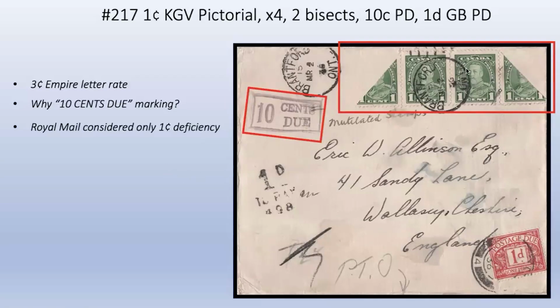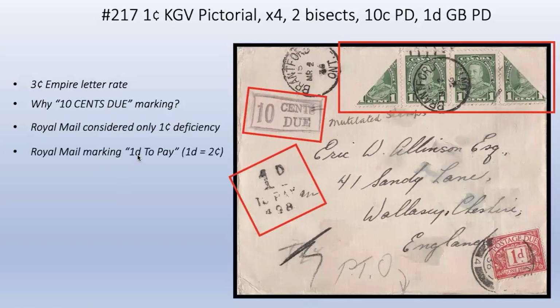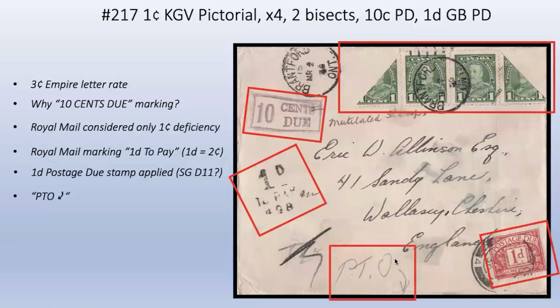So which is the correct thing? And therefore they charged 1 penny as the postage due, because 1 penny is equal to 2 cents in the conversions for postage due purposes and currencies. But it also says at the bottom PTO, a Brantford duplex, and since I live in Brantford, it's of course interesting.